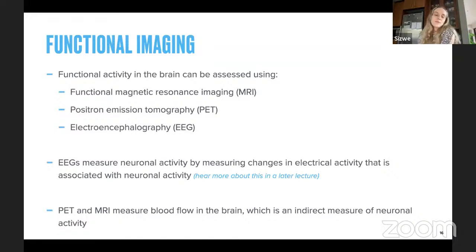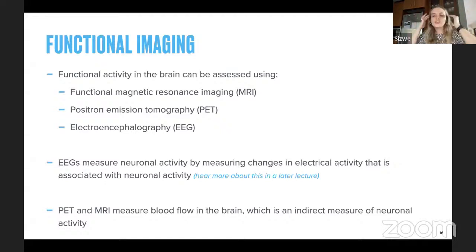Okay, moving on. PETs and MRIs, the way they work is they measure blood flow in the brain. That's an indirect measure of neuronal activity as well, because obviously, if there's more blood flow, it means that our brain is working. Okay? Why do we know this?